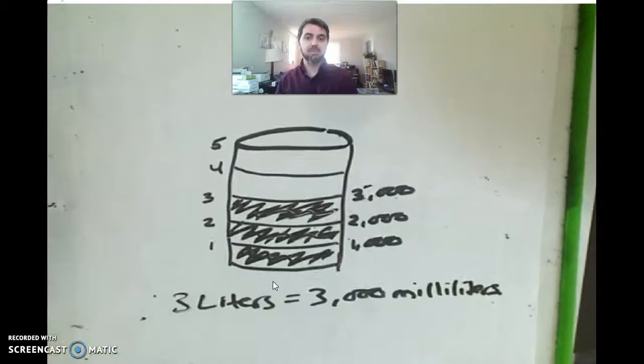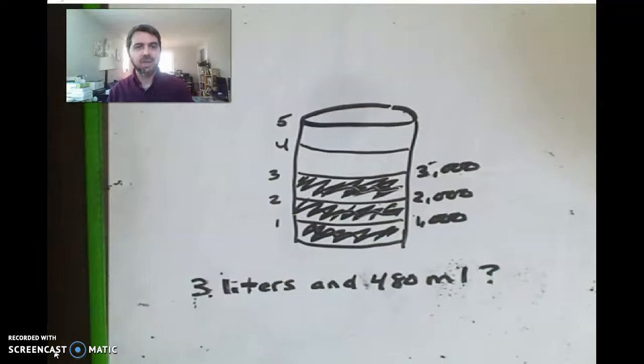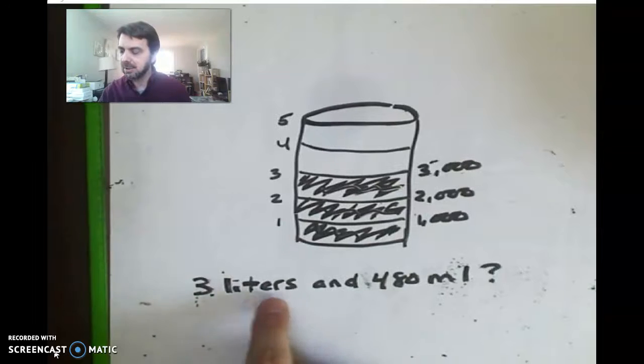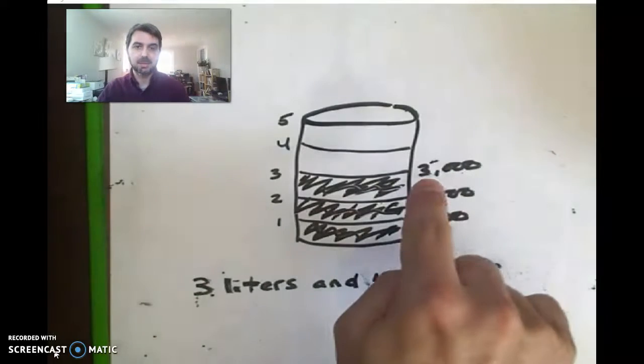It's kind of a funny word to spell, isn't it? Okay? All right, let's look at another one, and then we'll be done. All right, so boys and girls, just to stick with this example for a second, what if I said that there were 3 liters and 480 milliliters in this barrel?